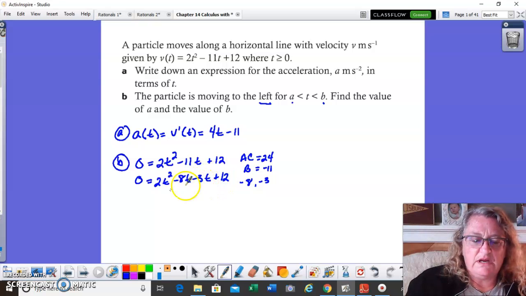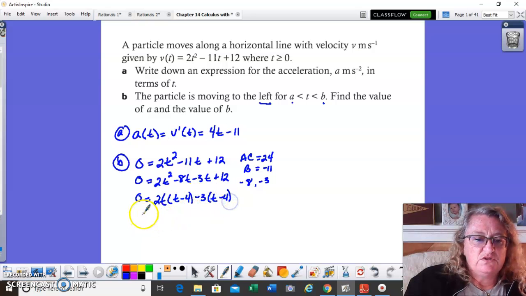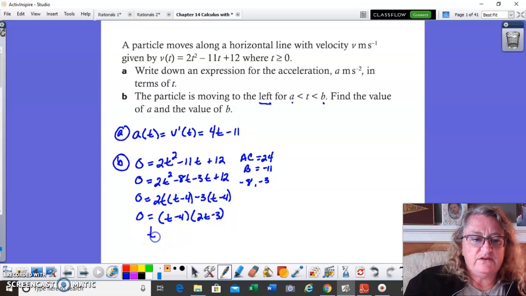I'm factoring by grouping here. I'm going to pull out the common factor in the first two terms. I see it as 2t, and that leaves me with t minus 4. And the common factor in the second two terms I see as negative 3, so that leaves me with t minus 4. So my factors become t minus 4 and 2t minus 3. So my two critical values are at time equals 4 and time equals 3/2. One of these is A and one of these is B.